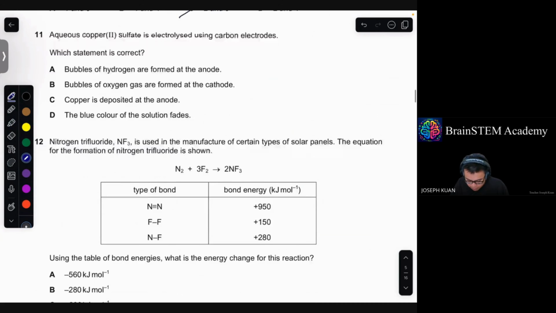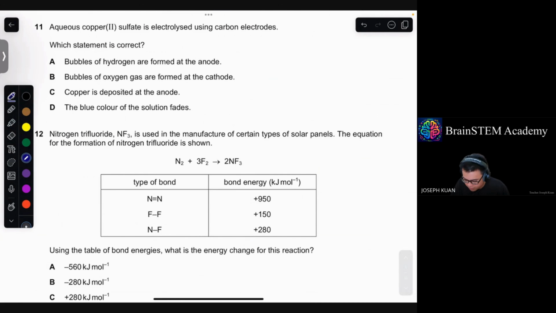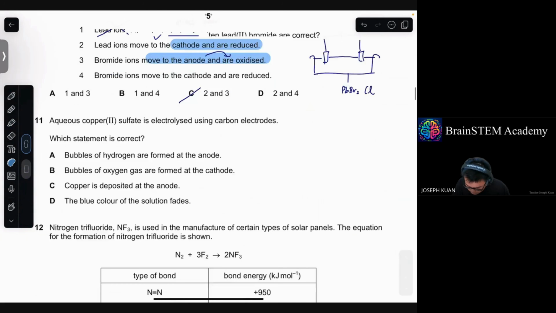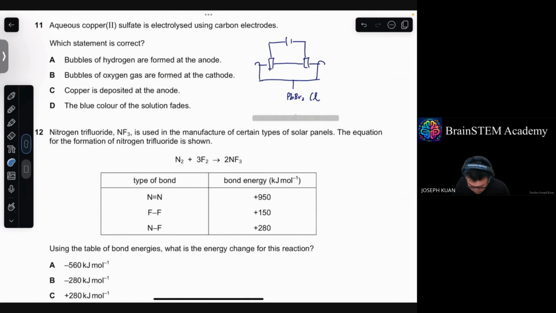Moving on to number 11. Aqueous copper(II) sulfate is electrolyzed using carbon electrodes. Which statement is correct? This time we're doing electrolysis of copper(II) sulfate, and it's in its aqueous form.